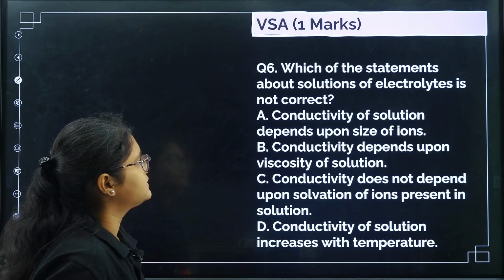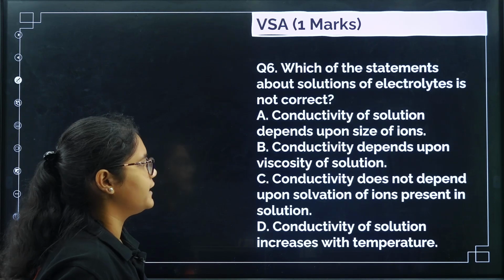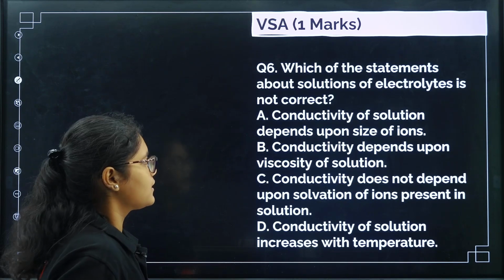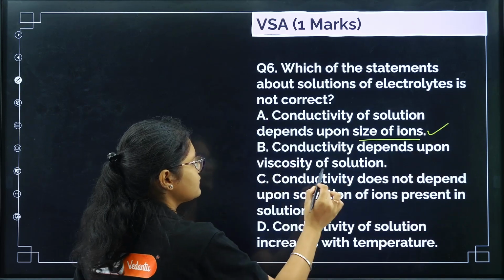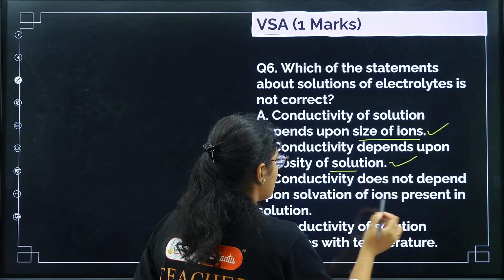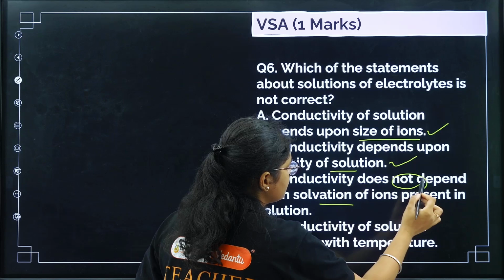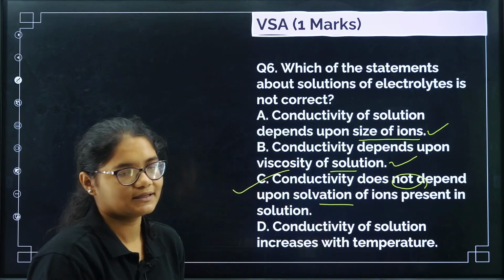Next, which of the following statements about the solutions of electrolytes is not correct? Conductivity of solution depends on the size of the ions. Yes, it is correct. Depends on the viscosity. Yes. Does not depend on the solvation. No, it depends on the solvation. So this statement is incorrect.